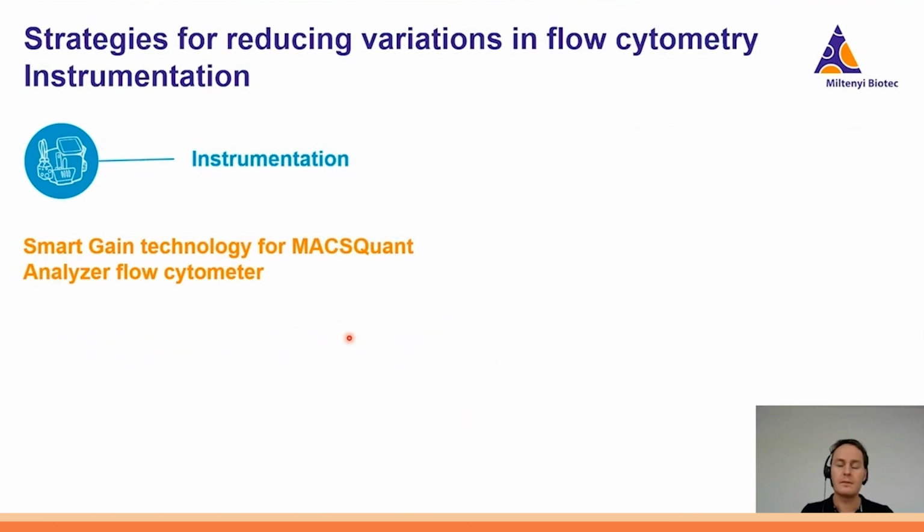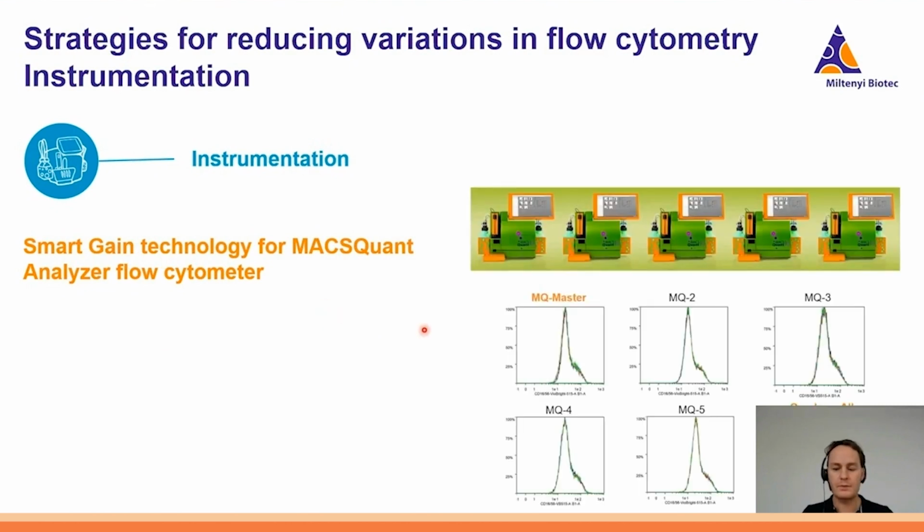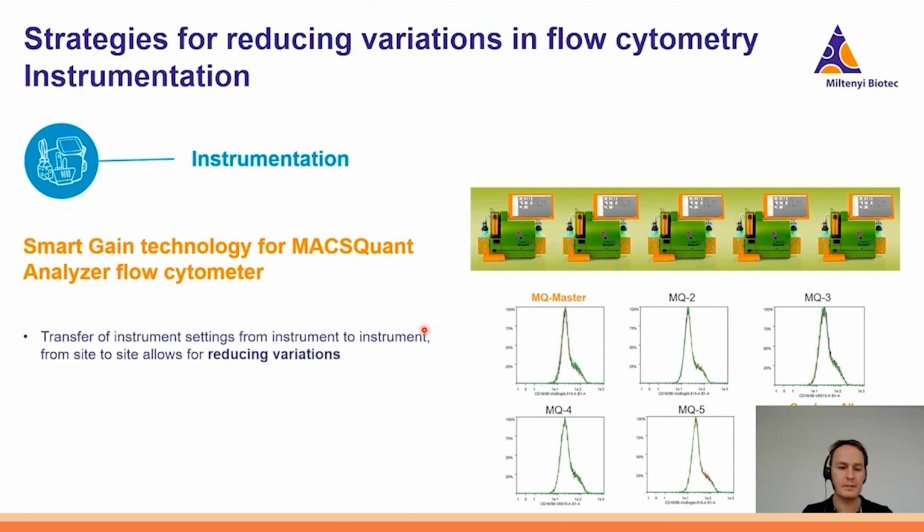Then these machines come with the SmartGain technology, which means that you can take instrument settings from one machine, the master machine, and transfer the settings to other machines, and you will get similar results. Here's one example where you can see the setting on the master machine and then the transfer of the settings to the other machines, and in the end you get very comparable data.